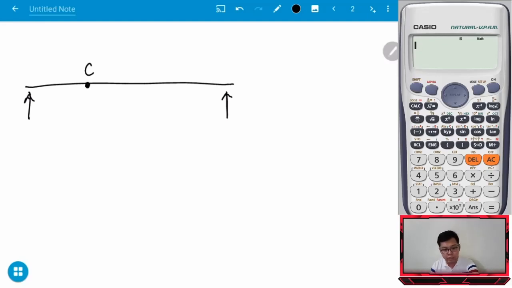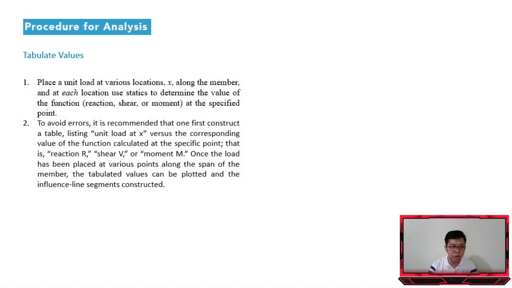Ang mangyayari, tingnan natin dito. Tingnan nyo. Then use statics to determine the values of the function. Now, in this case, kanina, for example, shear. So, ilalagay natin individually yung unit load, again, unit load lang ha, ilalagay natin dito or dito sa mga parts ng beam, and then after nun, we will actually try to solve for the shear, using yung method natin which is yung statics na lang.